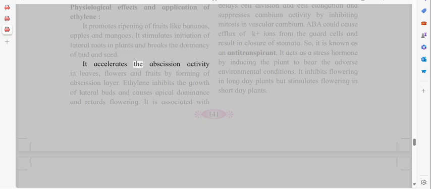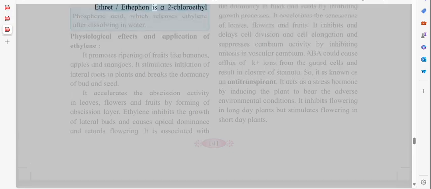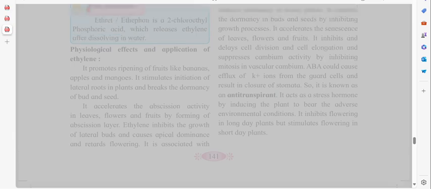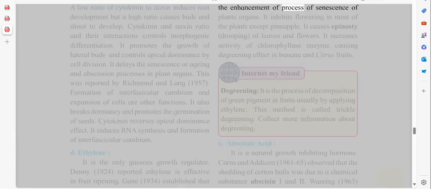It accelerates the abscission activity in leaves, flowers and fruits by forming of abscission layer. Ethylene inhibits the growth of lateral buds and causes apical dominance and retards flowering. It is associated with ethrel. Ethephon is a 2-chloroethyl phosphonic acid, which releases ethylene after dissolving in water. Do you know? The enhancement of process of senescence of plants' organs. It inhibits flowering in most of the plants except pineapple. It causes epinasty, drooping, of leaves and flowers.